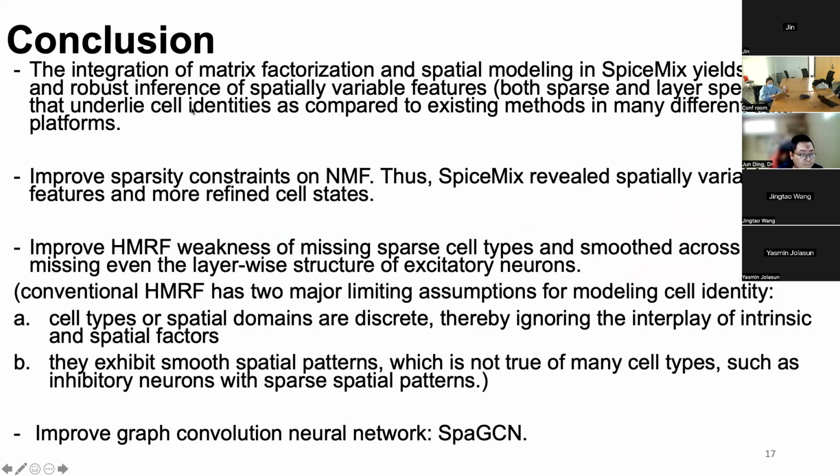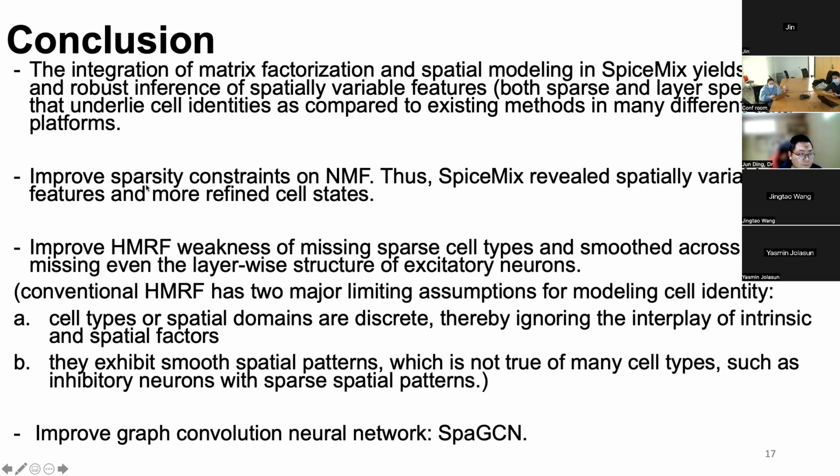So the conclusion: the integration of matrix factorization and spatial modeling in SPICEMIX yields better and more robust inference of spatially variable features, both sparse and layer specific, that underlie cell identities, as compared to existing methods in many different data platforms. So they can apply to any different platforms. That's another good thing.